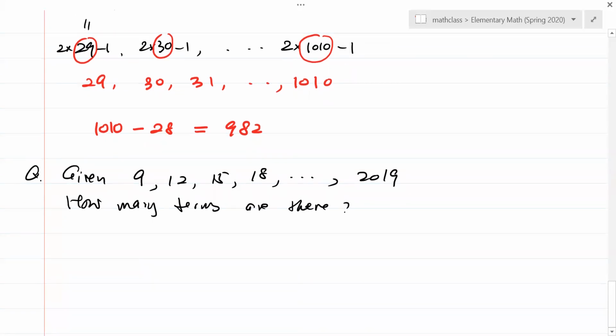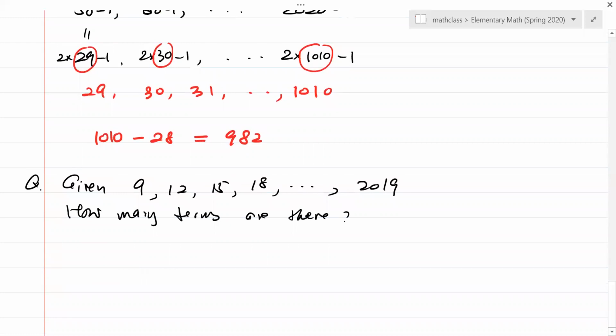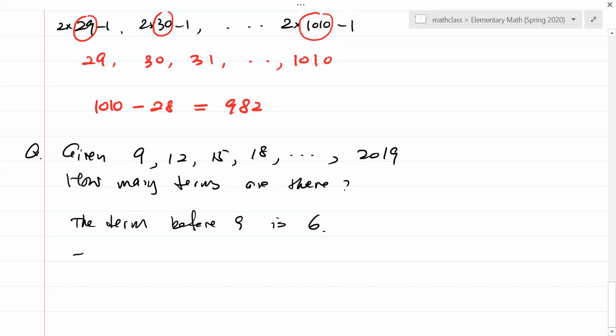Well, think about the formula, right? I said the term before 9. What is the term before 9? The difference between 9 and 12 is 3, between 12 and 15 is 3. So 9 minus 3 is going to be 6. Right? So the gap, the difference between two consecutive terms, is going to be 3.